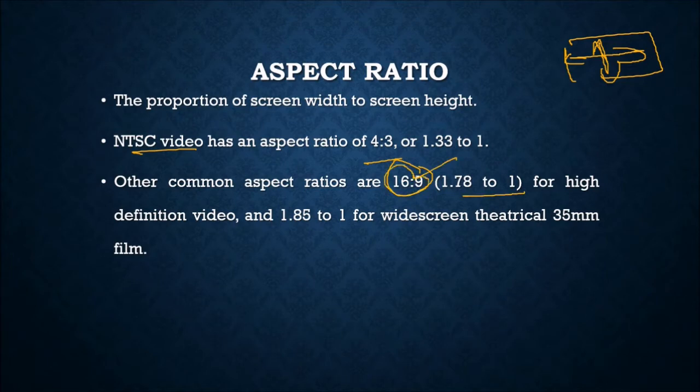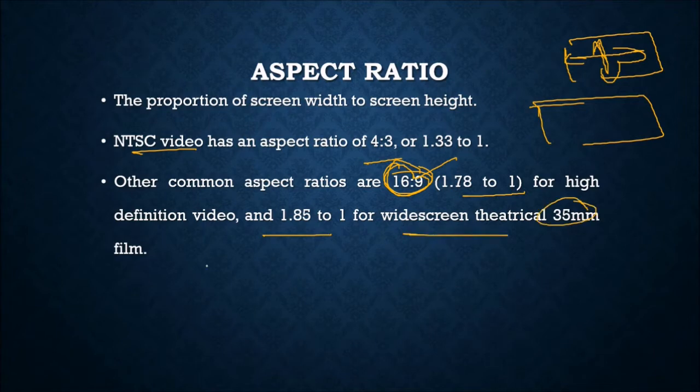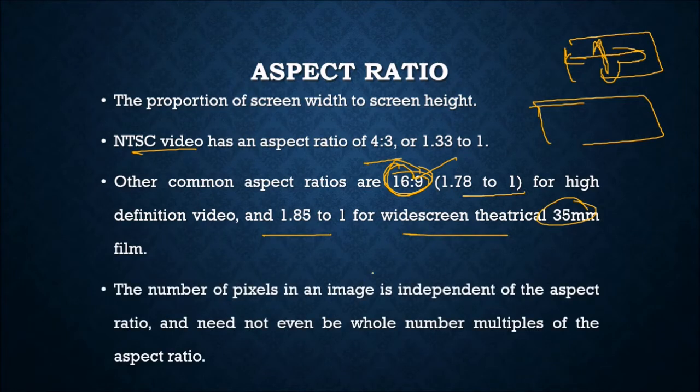You'll see that laptops now come with a 16:9 view only. If you see the YouTube resolution, it is like this only. So it is used for high definition video, and 1.85:1 for widescreen theater, 35 mm film. The number of pixels in the image is independent of the aspect ratio and need not even be whole number multiples of the aspect ratio.